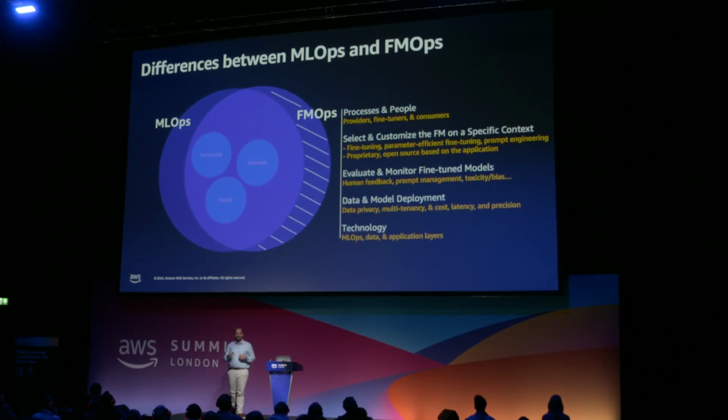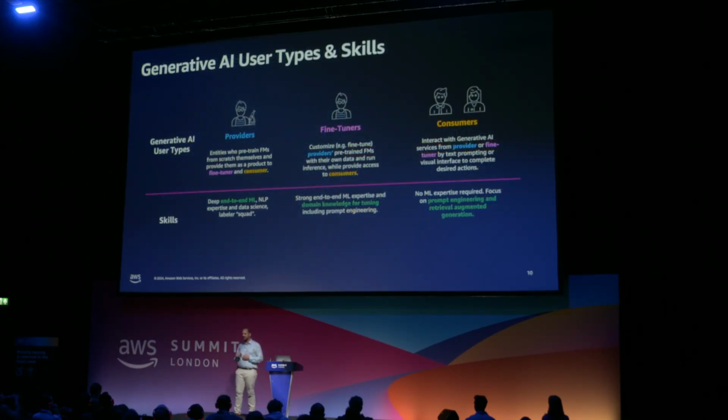What are the differences? First of all, it is about people and process, right? We have providers, fine-tuners, consumers. We have new operations. How you select a model is very critical in the whole life cycle. How you evaluate the model, how you can fully automate everything, how you monitor the model, and of course how you prepare your data and how you deploy the models in order to start using them in a very cost-efficient way. All these differences have impact on technology. But let's start with all these domains step by step.